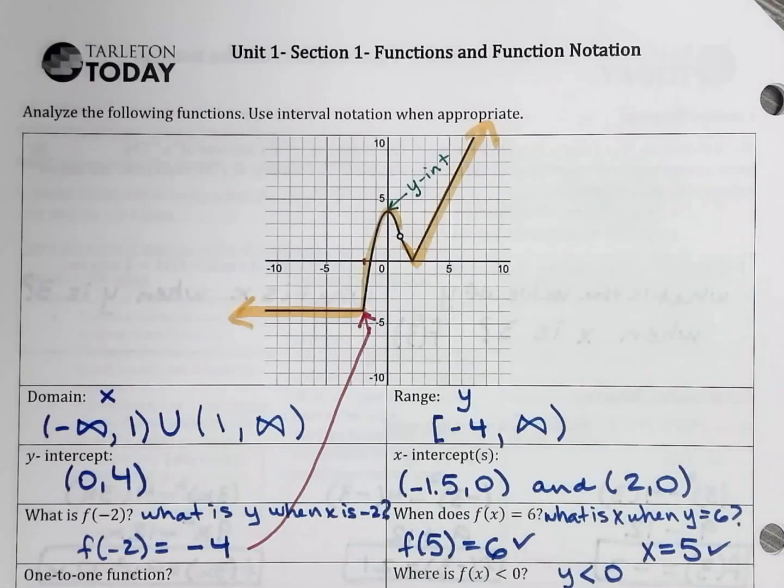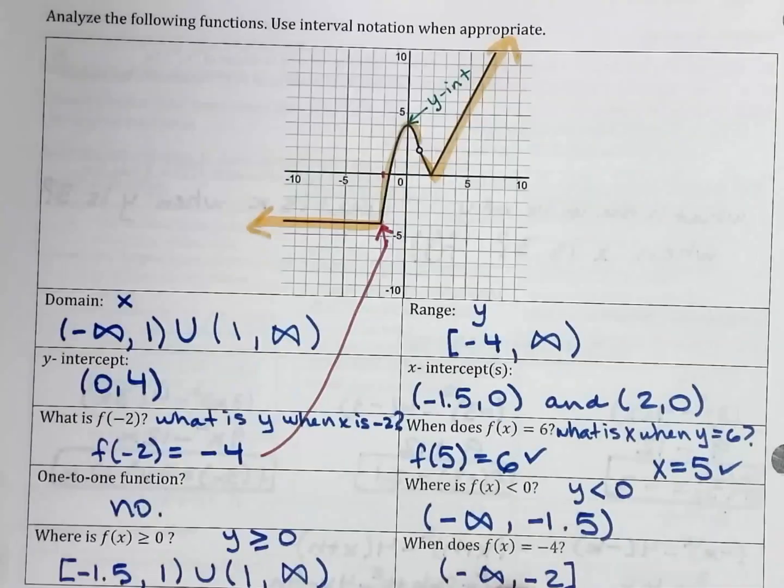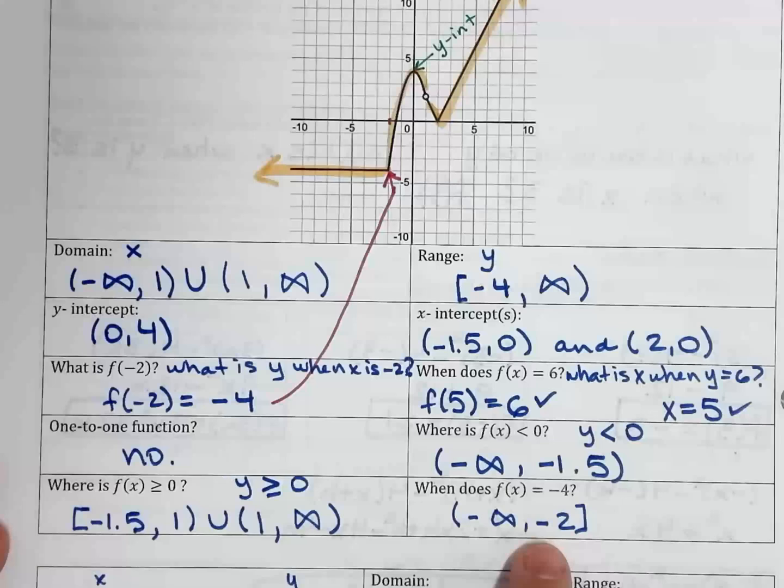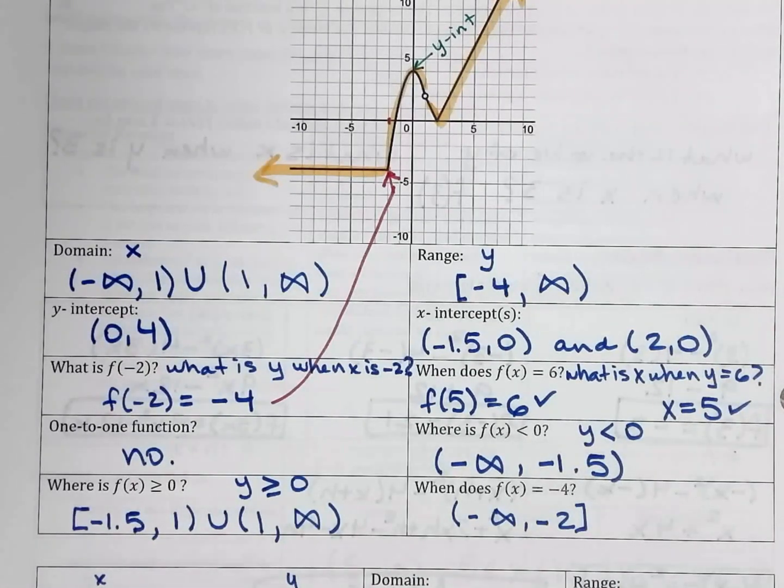Hi guys, we're finishing the notes for functions and function notation. So this was the first one from the video. We did everything in class, we stopped right here, and this was going to be the first question that you're supposed to do without me on the video. So here we go. When does f of x equal -4?